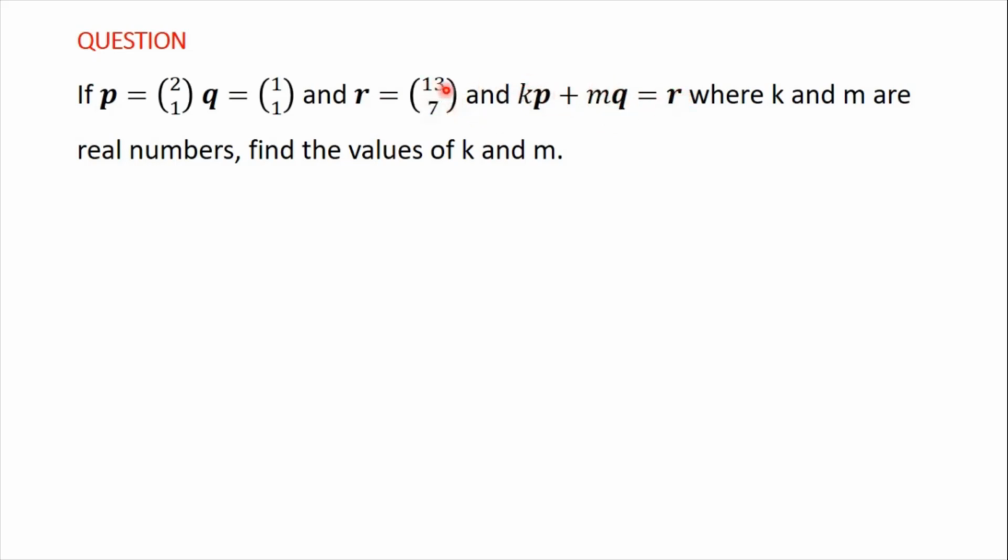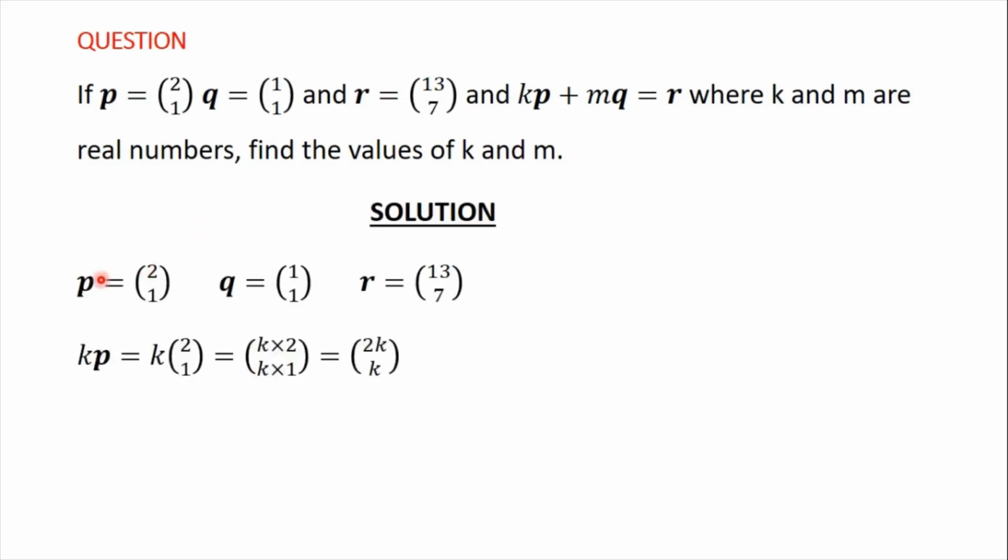We already know r to be (13, 7). The question says that k and m are real numbers. So here k and m are scalars. So we are going to use these scalars to multiply the vectors that we have here. We've already learned how to multiply a vector by a scalar. We have p is equal to (2, 1), q is equal to (1, 1), and r is equal to (13, 7). So we tackle the first part, which is kp.